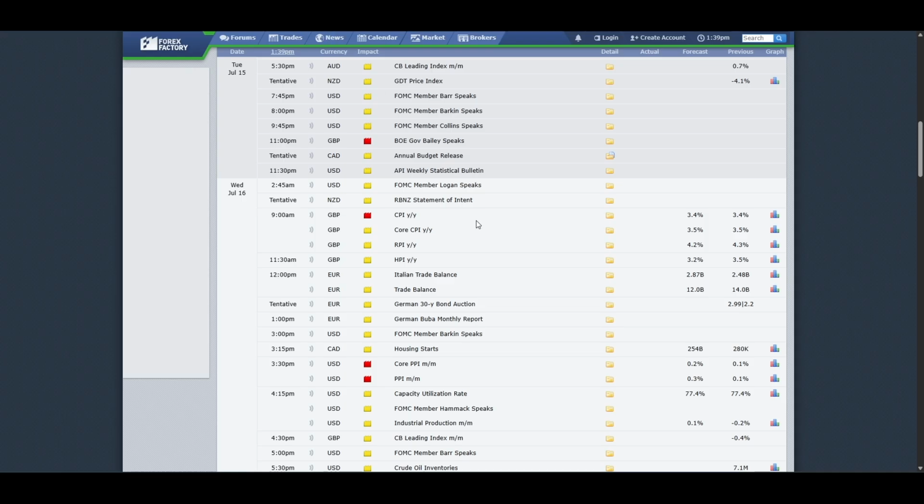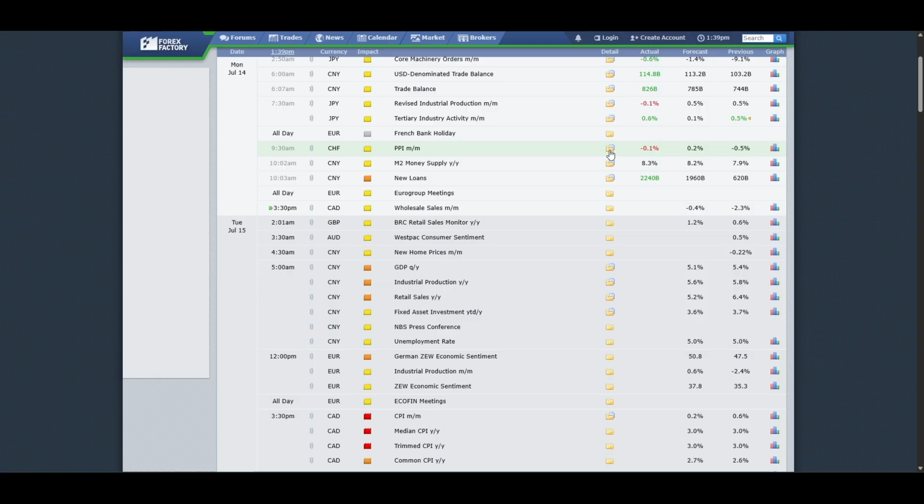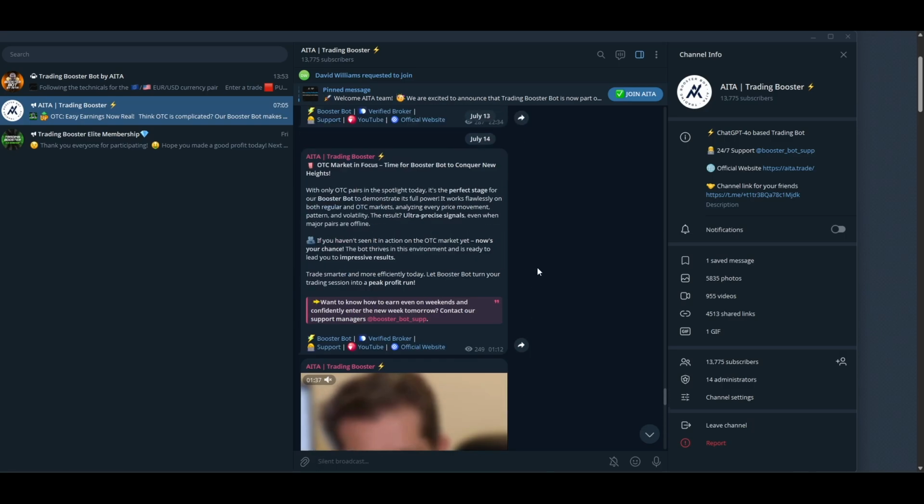The second thing it analyzes, of course, is our financial news. By the way, if you don't know how to analyze these financial news items, then make sure to subscribe to our Telegram channel. That's where we share detailed guides and news on how to profit from them.